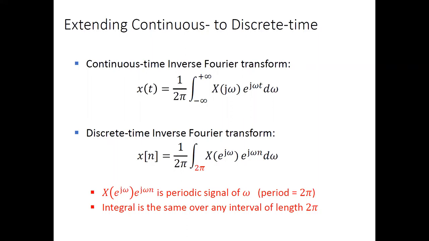Well, there is a detailed reason why it is not minus infinity to plus infinity, but an interval with length 2 pi. You can find it in the textbook. I recommend you read chapter 5 of Oppenheim and Willsky, but I will not put a detailed explanation here because I believe it's beyond the scope of this chapter.